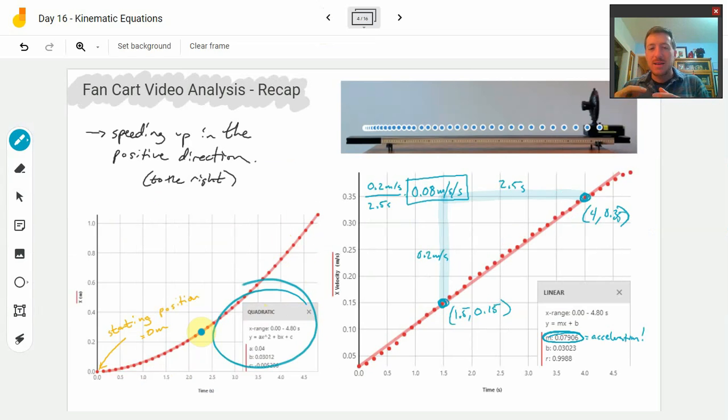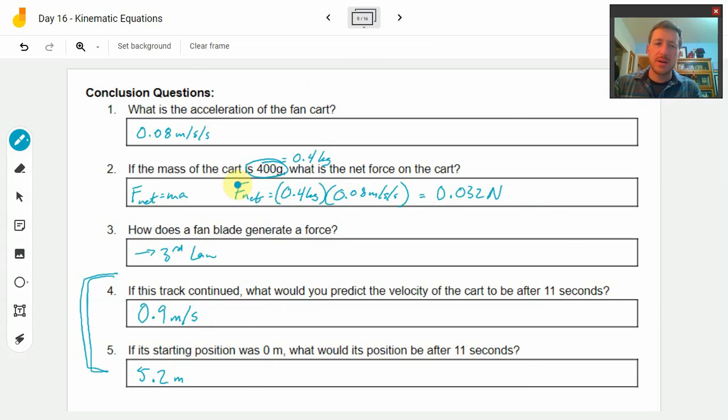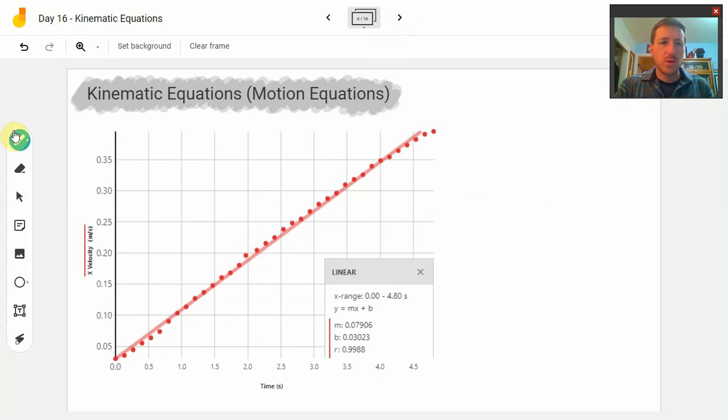These equations can then be written out to describe the position of the cart at any given time and the velocity of the cart at any given time. We're going to dive into how you do that, but what it boils down to is seeing what each one of these little variables represents in these equations. That will allow us to make more accurate predictions than just looking at a graph like that. So let's start with the first one, the velocity-time graph.